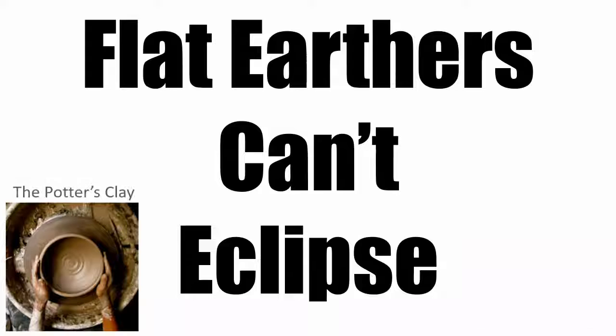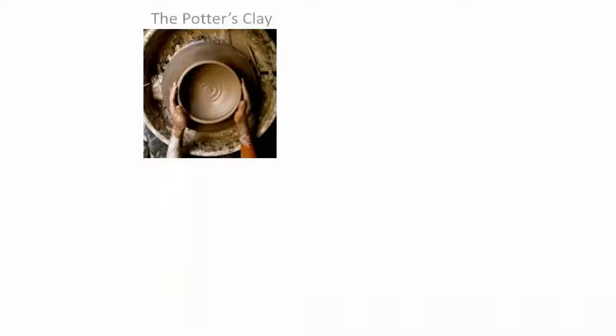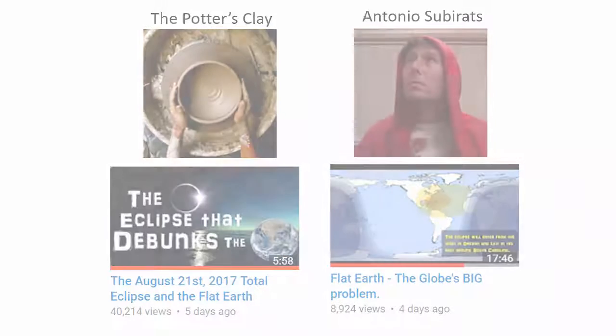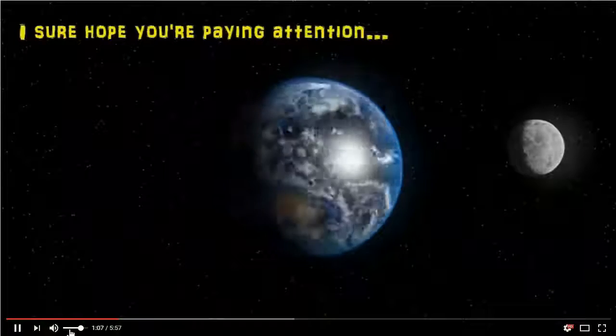Okay, here we go again. The Potter's Clay brought out a rewarmed version of Antonio's previous claim that it is believed that the shadow of the moon, because of the moon's orbit speed and the rotation of the Earth, should not go from west to east as predicted, and also as with basically every other eclipse in history. Let's examine exactly what it is that he's claiming.